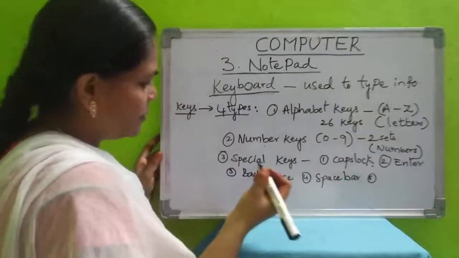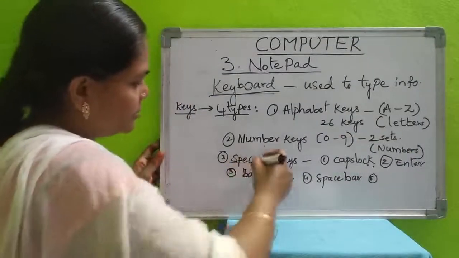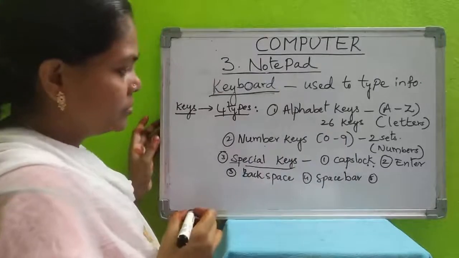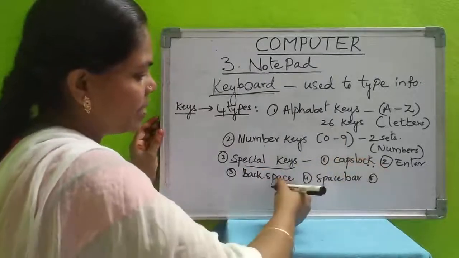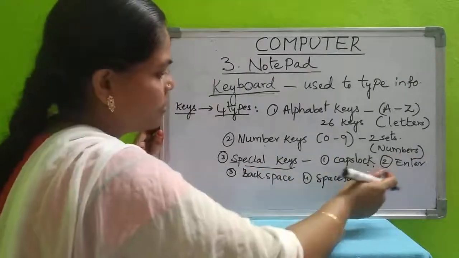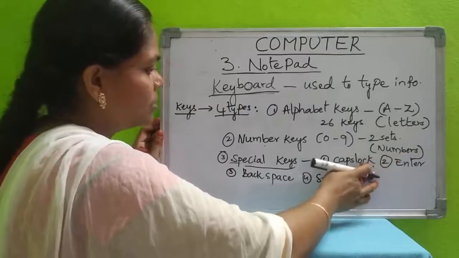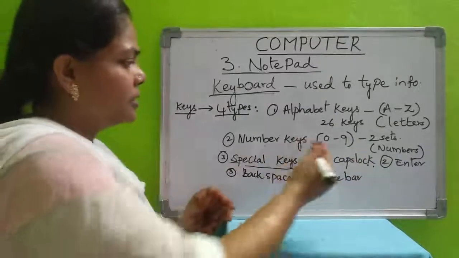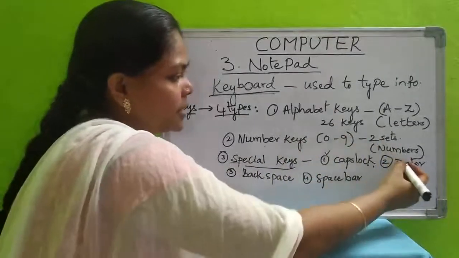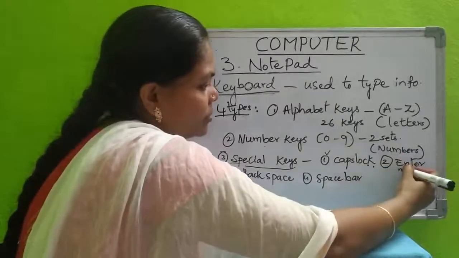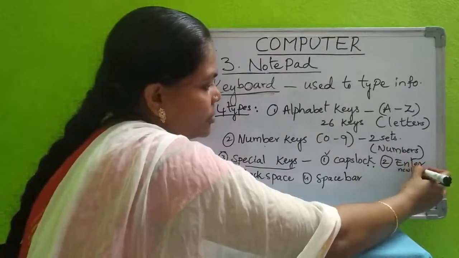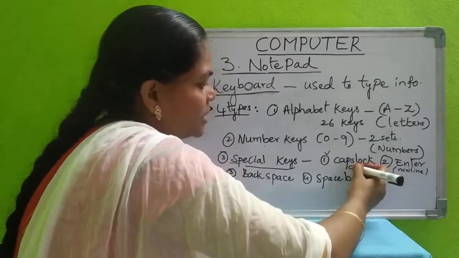So delete key we have, and caps lock, backspace, space bar. Okay, so these keys we use to write. Caps lock for capital letters, enter key to go to next line or to go to new line. Isn't it? Capital letters.